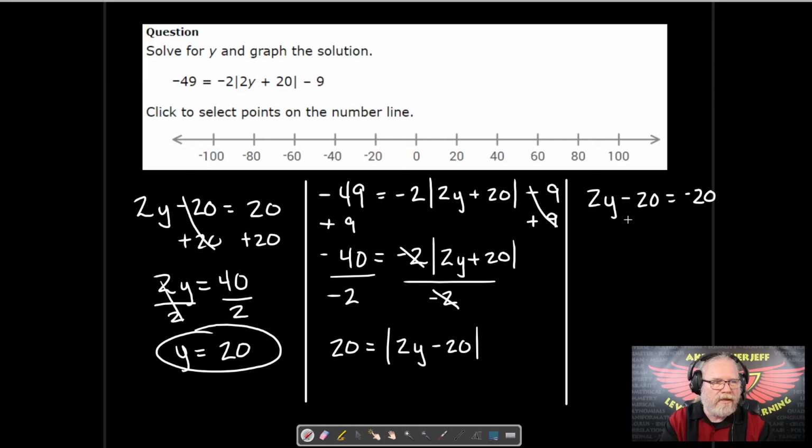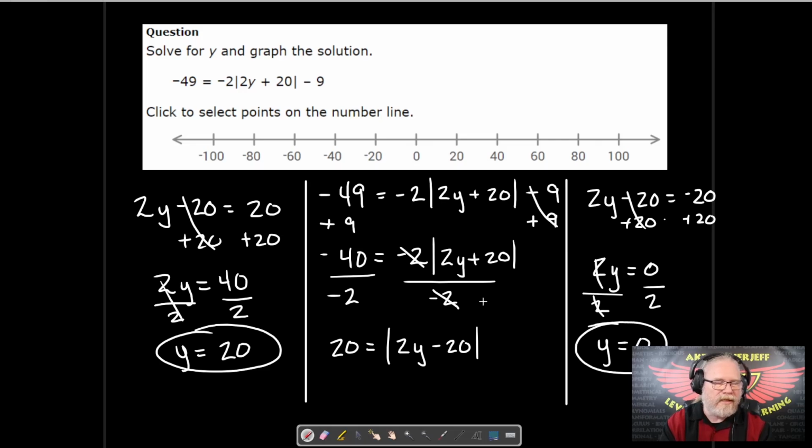Second one over here, let's go ahead and add 20 to each side. This is going to be nice because those cancel, leaving me with 2y equals 20. -20 plus 20 is 0. Now, whenever we divide by 2, I almost really shouldn't have to write it, but I'll go ahead and work it out. 2's cancel. We end up with y, and 0 over 2 equals 0. So our second solution is y equals 0. Let's plot those 2 points out. 0 and +20. All right, not too shabby.